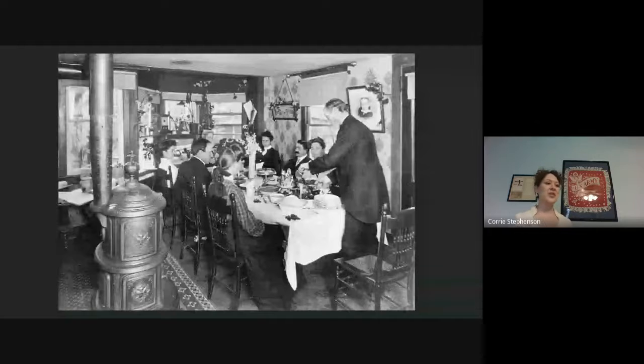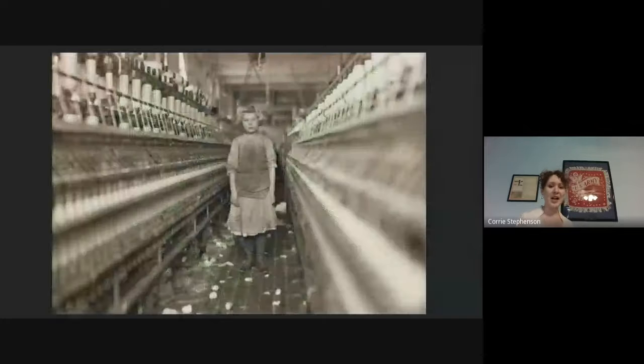This is a point where the gap between the rich and the poor gets to be as wide as it will ever get in the US. The rich are fabulously rich, the poor are incredibly poor. And so, at the same time that we have this booming middle class, we have people who are so incredibly poor that we have large amounts of children working in factories, young children.